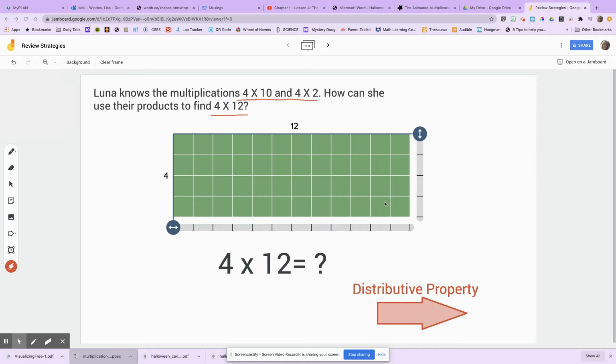Hello. So we're looking at page 63 and 64 from our math book, and we're working on some review strategies. So the first strategy that we'll look at for reviewing is the distributive property.